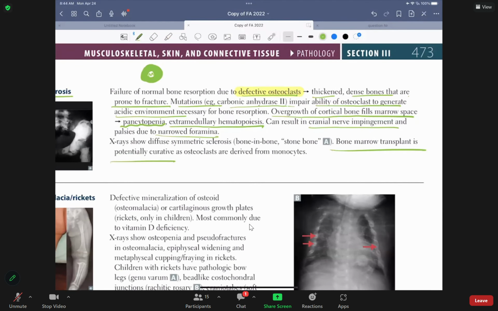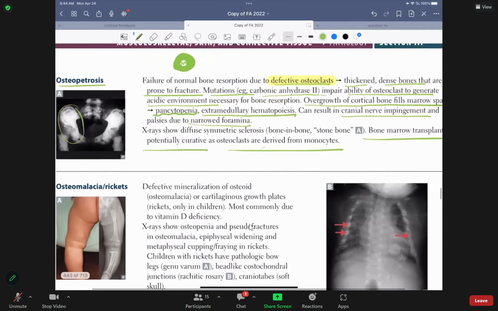Bone marrow transplant, because we need new monocytes. You see that, folks? That's why. If you don't know where that comes from, people get suspense. Why bone marrow transplant for this? It's because monocytes give rise to osteoclasts. Is that clear, folks?